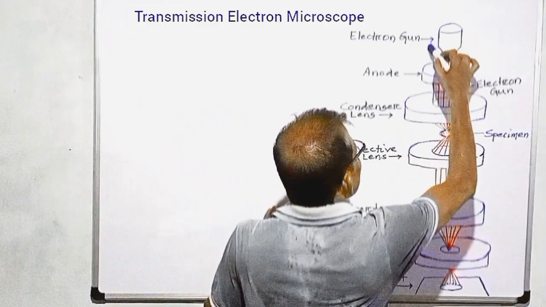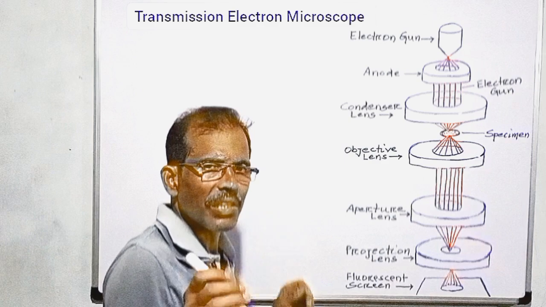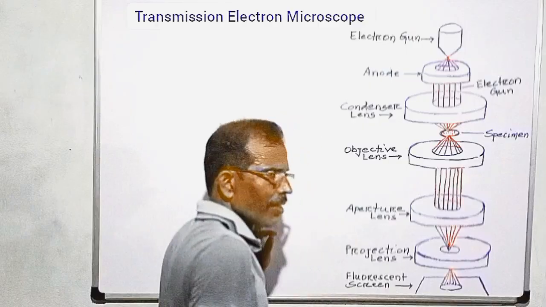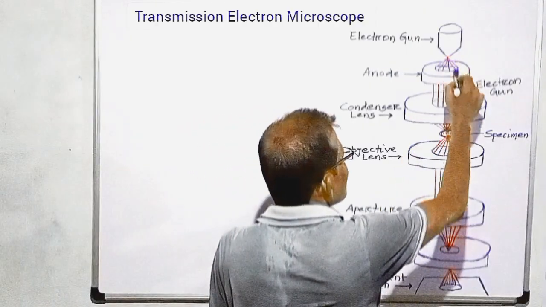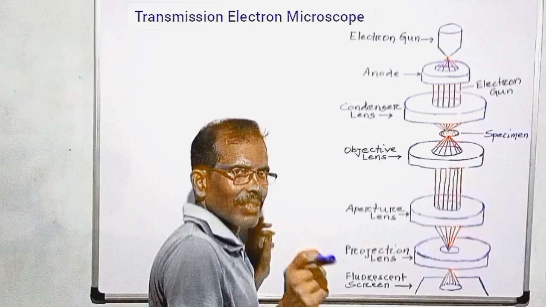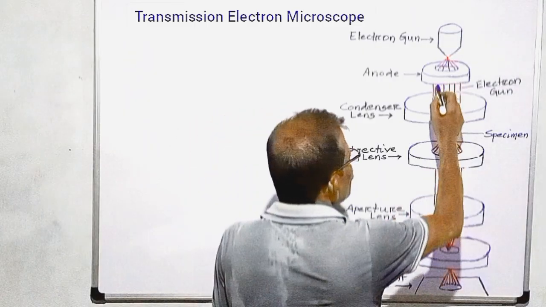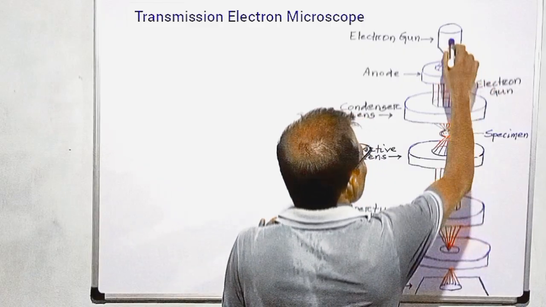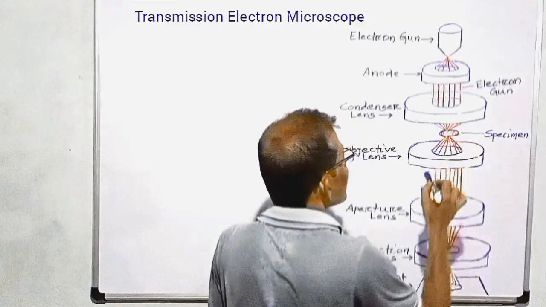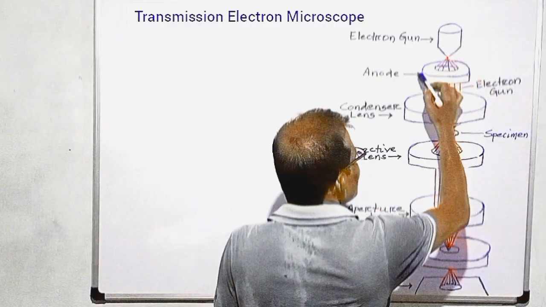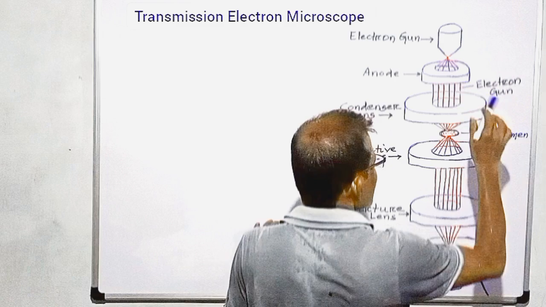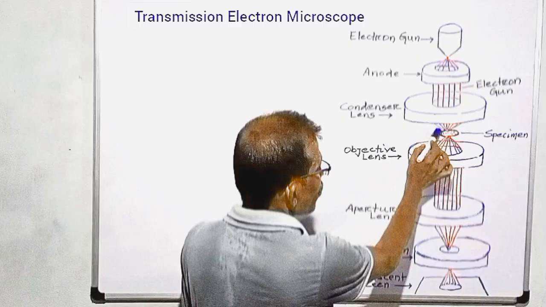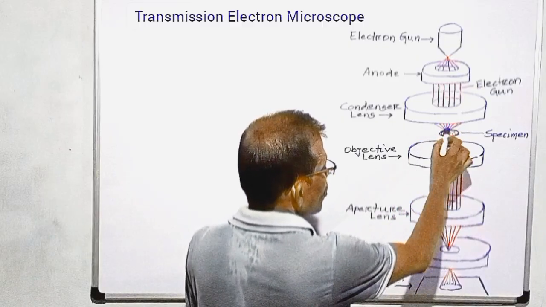The first component is an electron gun, which is a heated tungsten filament that generates electrons. The electrons generated by the gun are collected, accelerated and shaped into a fine electron beam by an anode, which is placed between the electron gun and the condenser. The anode is a positively charged metal plate or an electrode. The function of the condenser lens is to focus the fine beam of electrons onto the specimen.